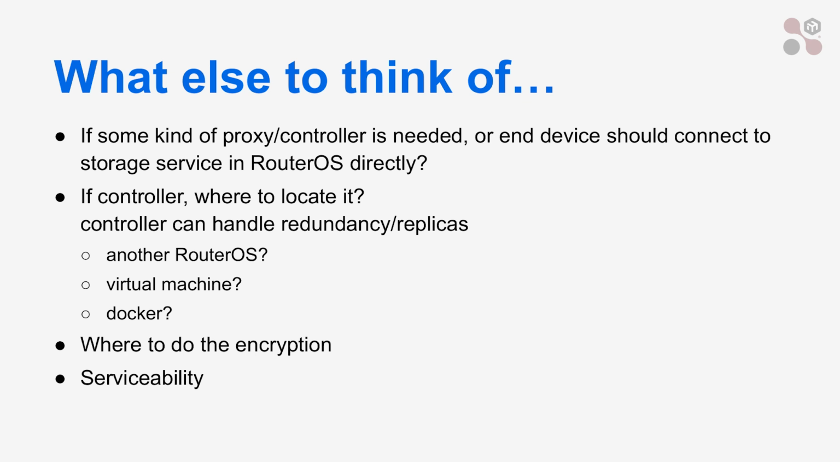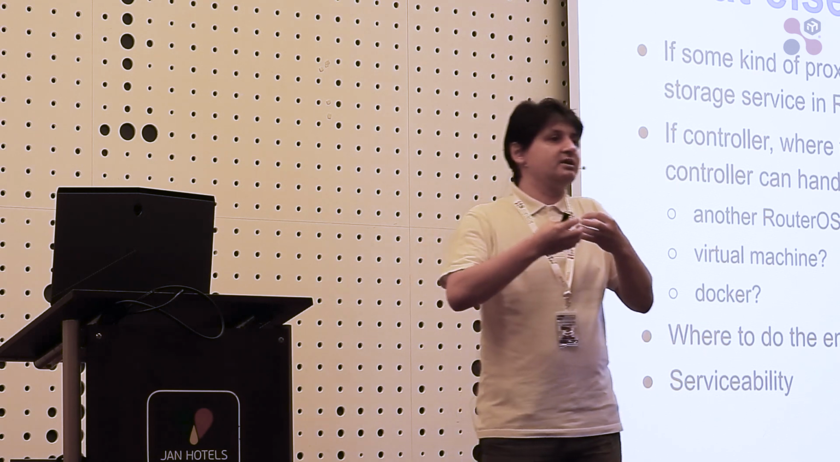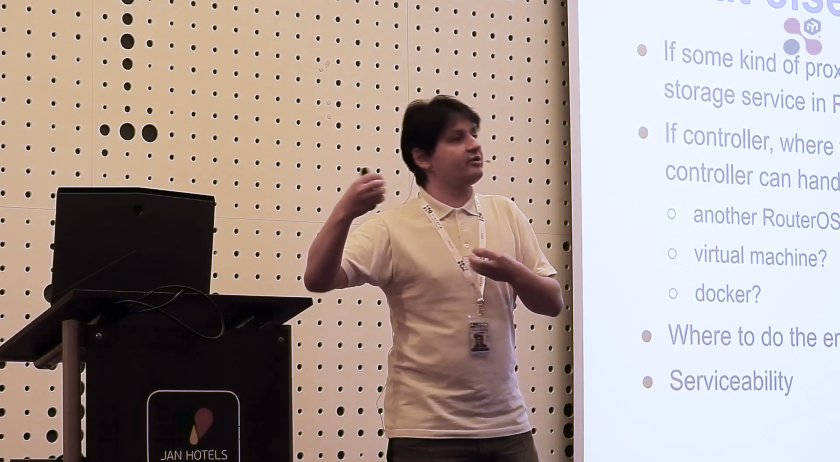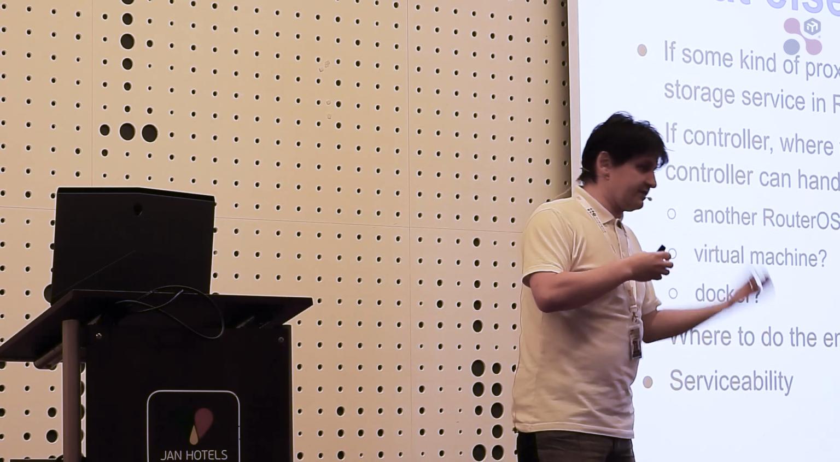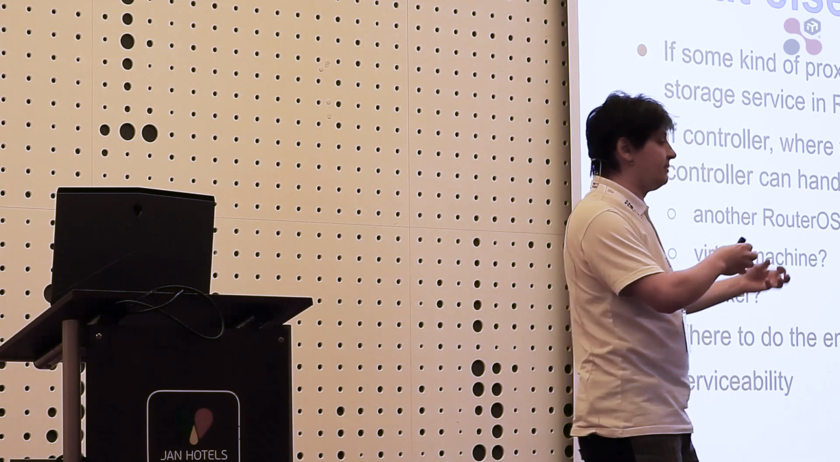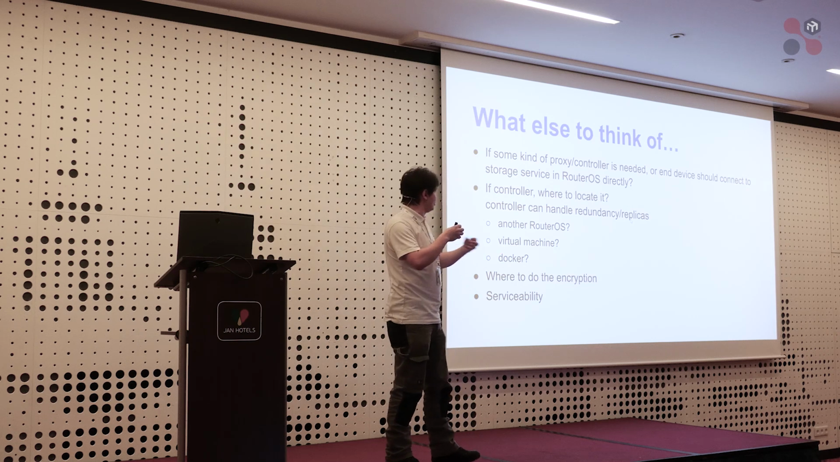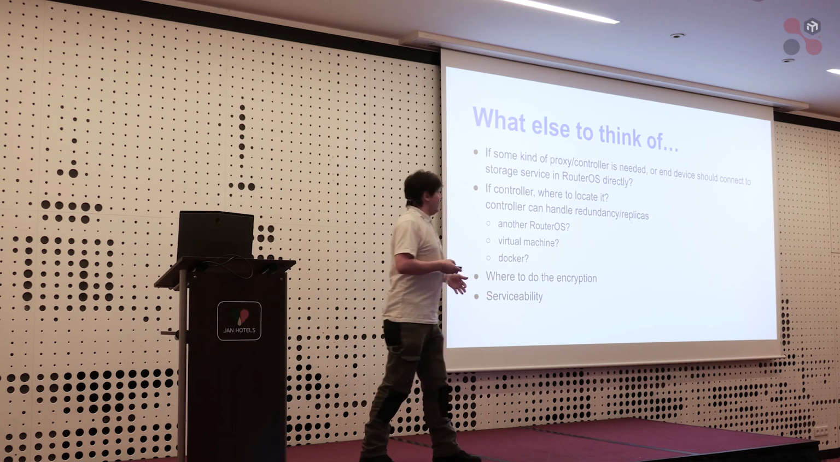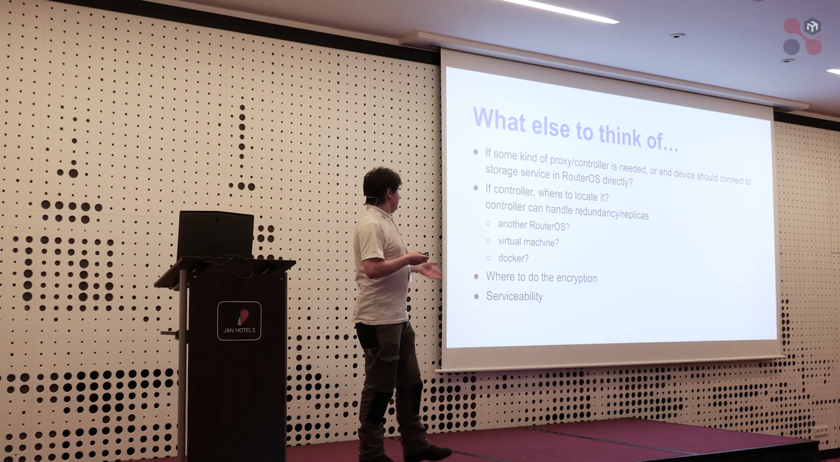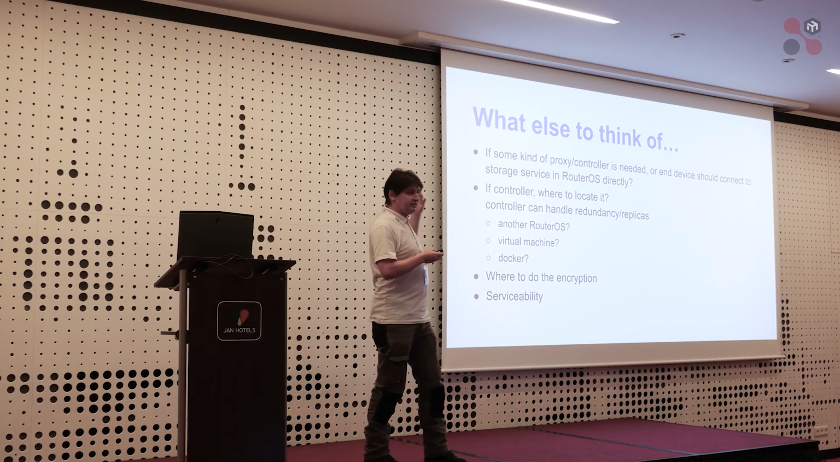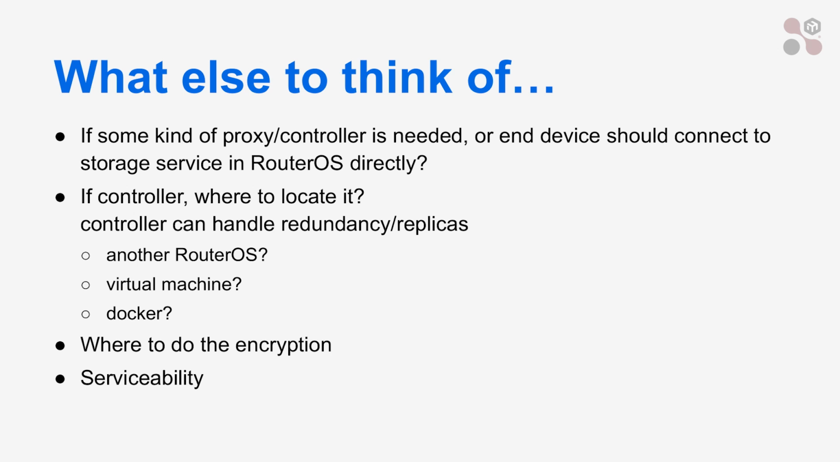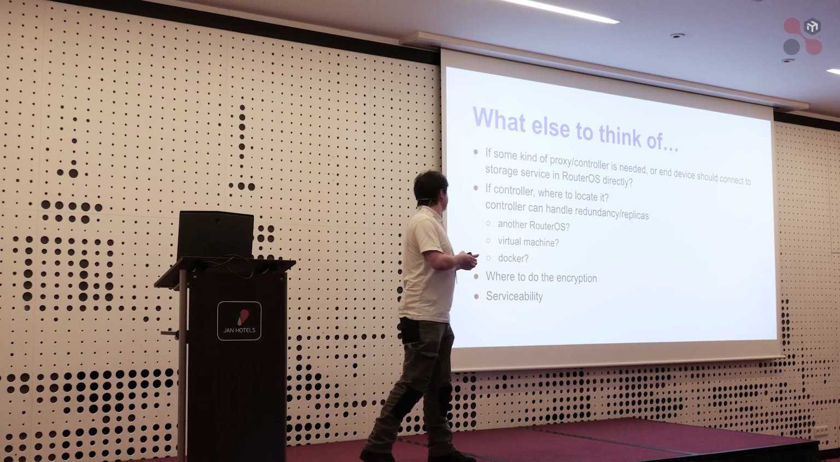vision? Whether to serve the storage to the clients directly, or whether to serve the storage to the client through some proxy or controller or whatever we call it. And if we want a controller, where to locate it? On another router's device, in a virtual machine, in a Docker, which can be in a router itself.